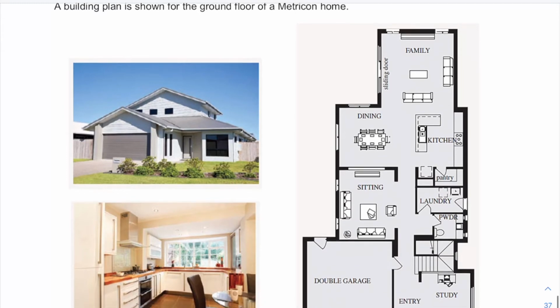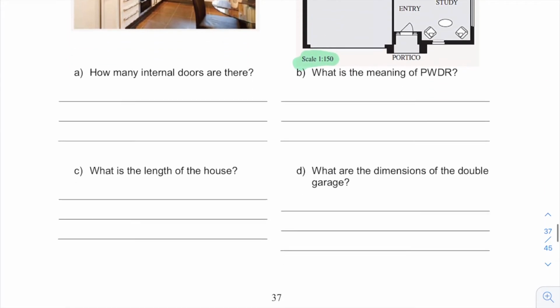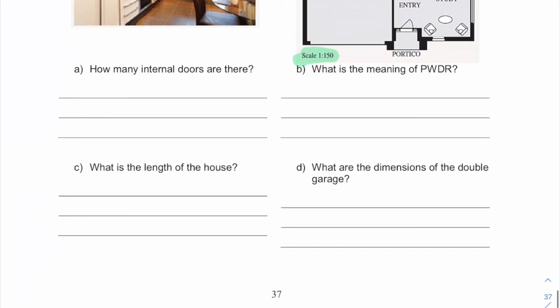Okay, so some things to note on our floor plan. There's our scale. That's going to come in very important a little bit later. There's our scale, 1 to 150. Now, 1 to 150 is our scale. Now we're going to answer some questions about this floor plan. So here we go. Alright, so there's our 1 to 150 scale.